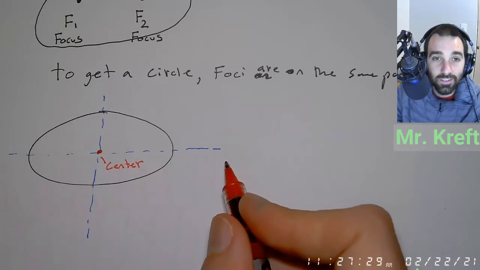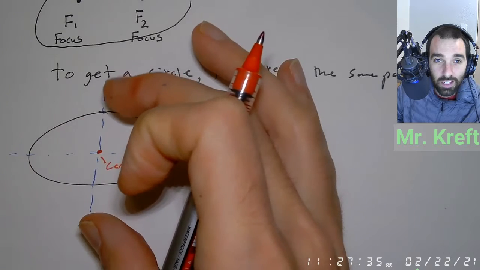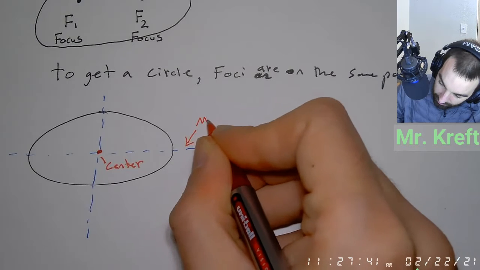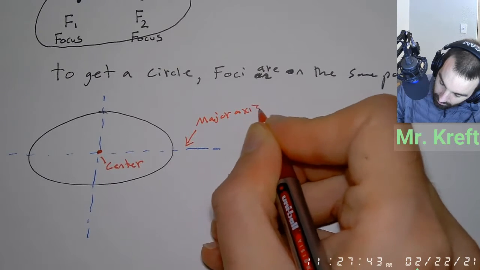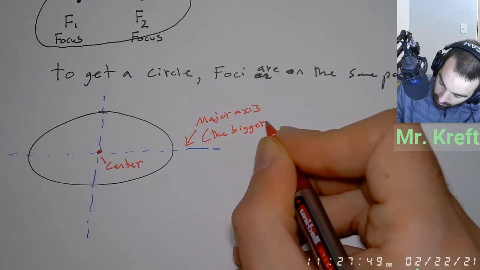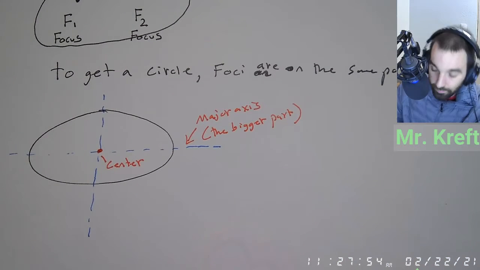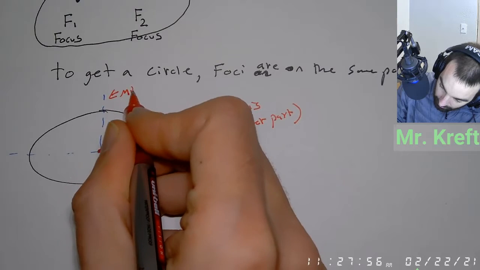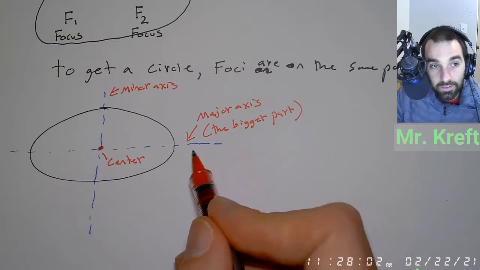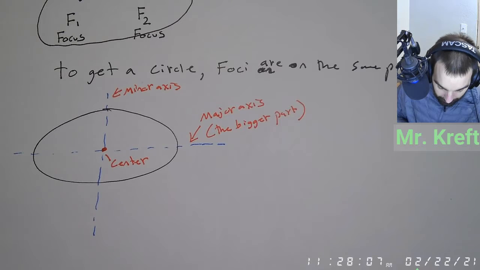In an ellipse, one axis is going to be bigger than the other. Do you see how the top down is kind of smushed and the left to right is kind of bigger? So the major axis is the bigger axis. Okay, so the major is the bigger part, and then that means this is the minor. So you have a major axis and you have a minor axis. The major is with the bloated part.